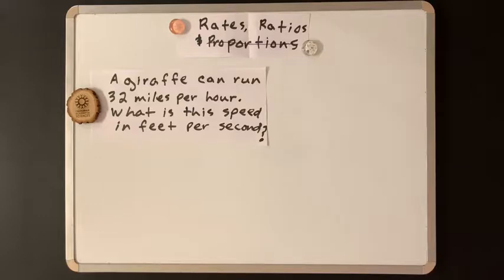So we know what the question is. The question is pretty clear. What is that speed, 32 miles per hour, in feet per second, right? And that's what they give us, the 32 miles per hour. That's given. So we choose a strategy.